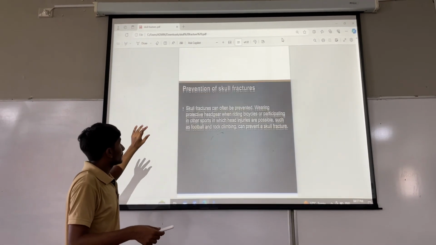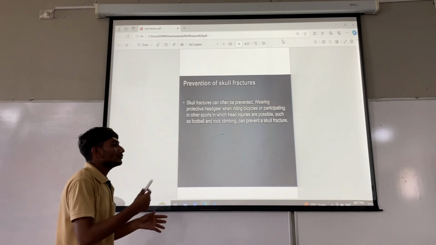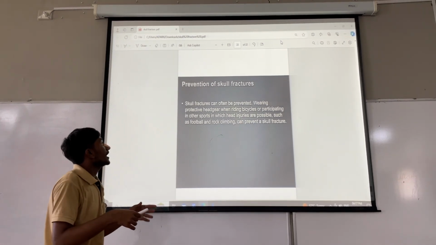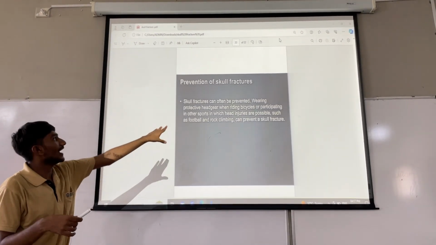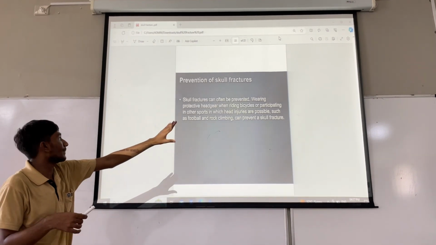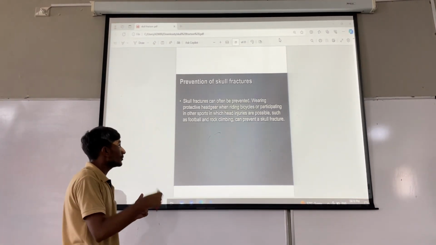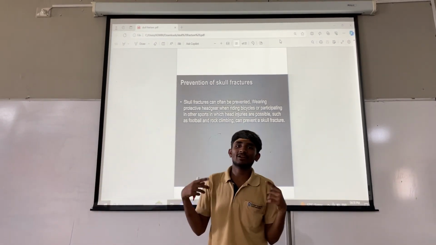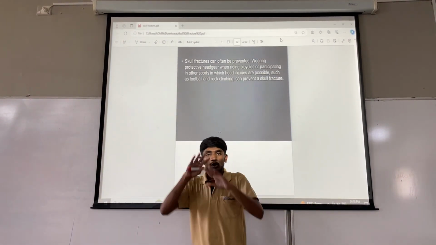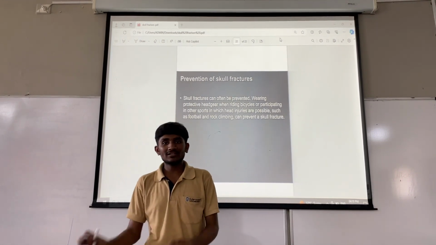Next, prevention of skull fracture. How to prevent a skull fracture? Wearing protective headgear while riding a bicycle or participating in other sports in which head injury is possible, such as football and rock climbing, can prevent a skull fracture. That is all about the skull fracture. Thank you for watching.